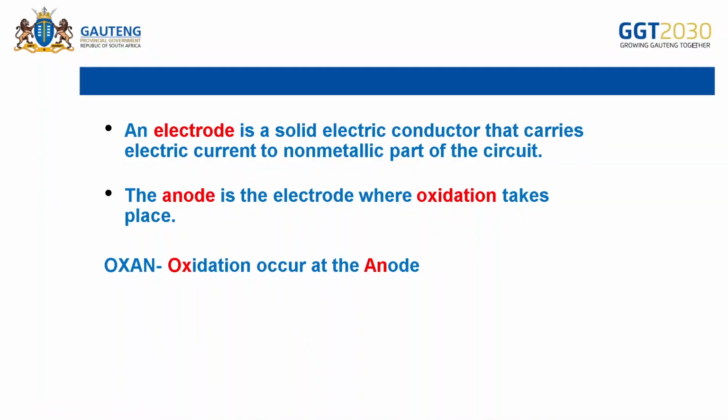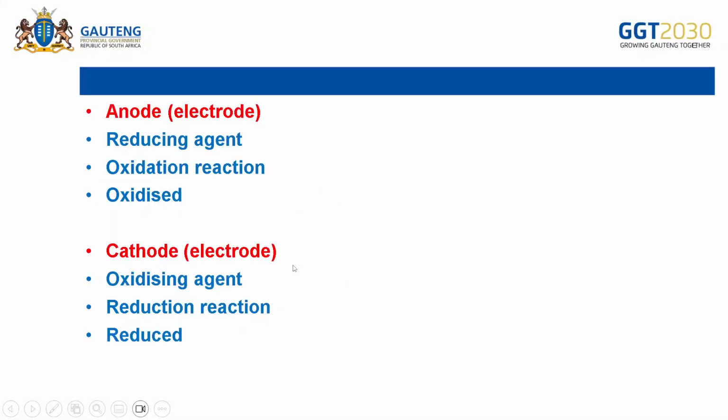An electrode is a solid electric conductor that carries the electric current to a non-metallic part of the circuit. Then please pay attention to your anode and your cathode. Those are some of the abbreviations that we use. Your red cat, I spoke about this earlier on. On the anode side, that's where we have our reducing agent, oxidation takes place, and the substance is being oxidized. The cathode is the oxidizing agent, reduction takes place, and the substance is being reduced. These are just a quick reminder of what is going on.